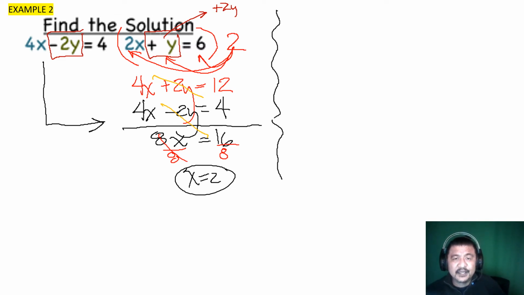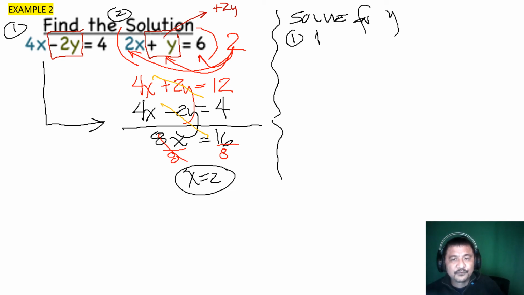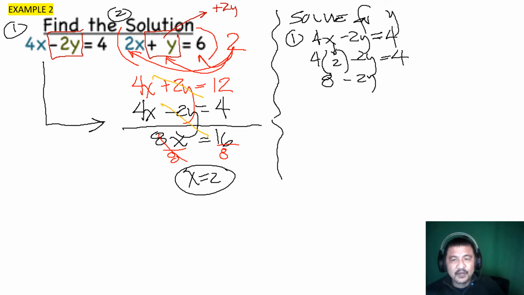Since I already know the x, I will now solve for y. I could use equation 1 or equation 2. Okay? Let's say I want to use equation 1. So let's reuse 4x minus 2y equals 4. Since I already know x, you're not x anymore, you're a 2. 4 times 2 minus 2y equals 4. That's going to be 8 minus 2y equals 4. Get away, positive 8, minus 8 for you, minus 8 for you. That cancels out. Negative 2y equals negative 4.